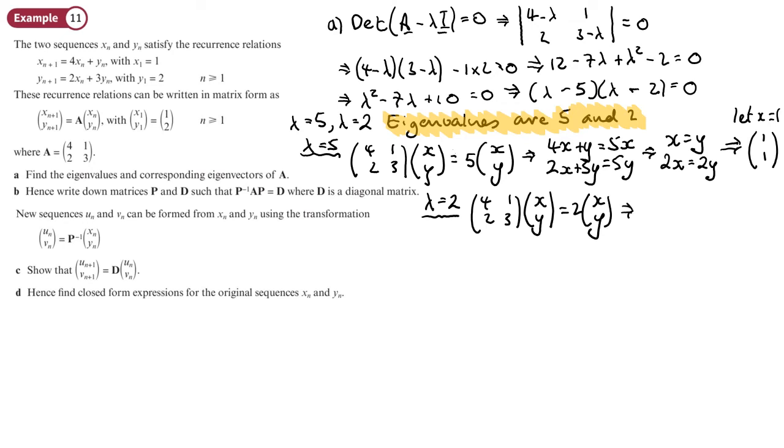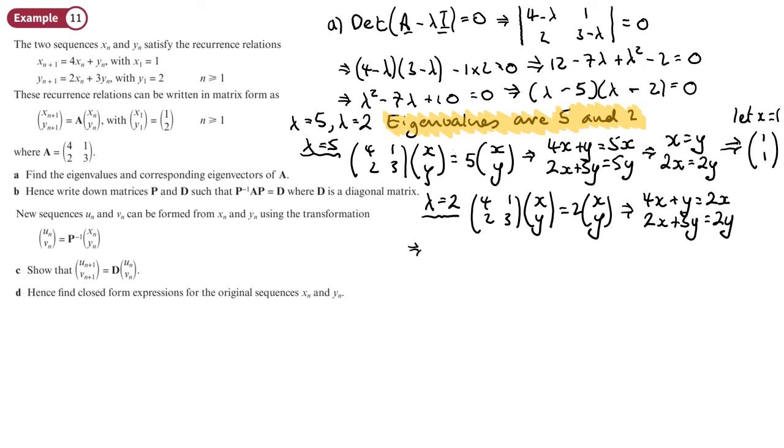So the equations that's going to give us are 4x plus y equals 2x and 2x plus 3y equals 2y. So the only thing that changes from these sets of equations to these is this scaling here, 5 here and 2 here. So if you wanted to speed things up a bit, you could basically just copy this out and change this value 5 to 2, change it to the other eigenvalue.